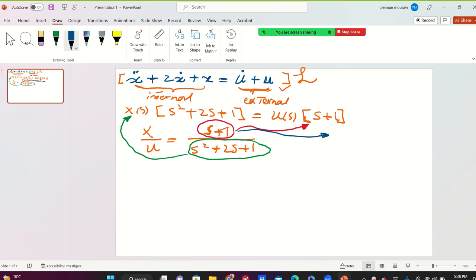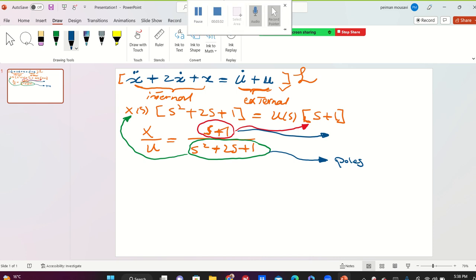Technical naming in control. What are the roots of the denominator? We named it in control: poles. What are the roots of the numerator in control? You have it in your notes. What did we name it? Zeros.